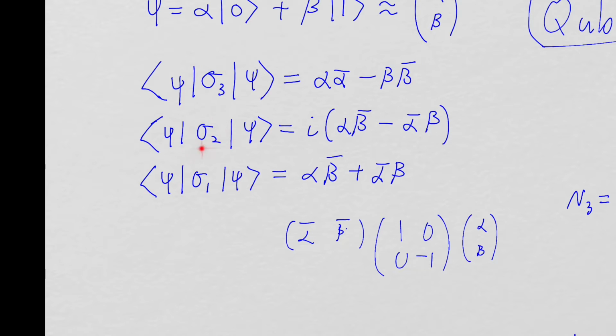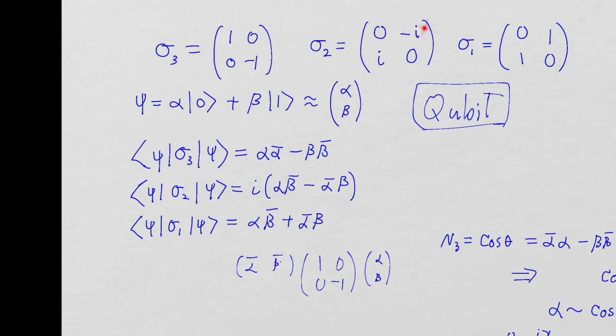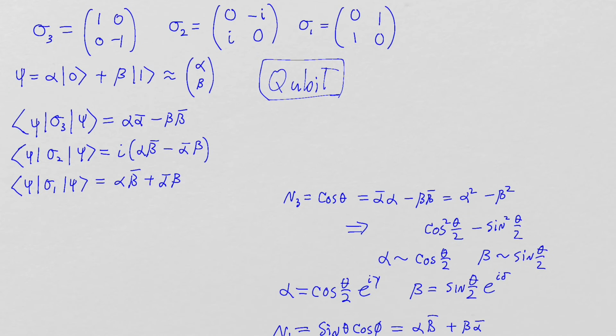And same thing with sigma 2. If I want to find the expectation value of sigma 2, I throw in here the matrix sigma 2, which has that minus sign, these off-diagonal terms, and the little i's, and you end up with this expression, alpha beta conjugate minus alpha conjugate beta, all times i. And likewise for sigma 1, I get alpha beta conjugate plus alpha conjugate beta, right? So this is how you would calculate these expectation values using the regular spinor algebra. So let's see if we can connect this. I want to connect this ultimately to the geometric algebra.